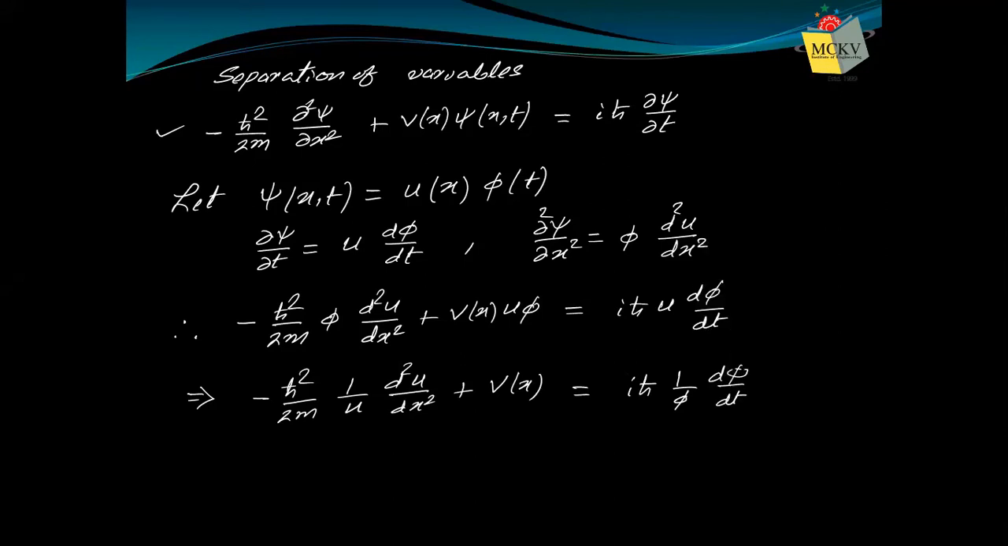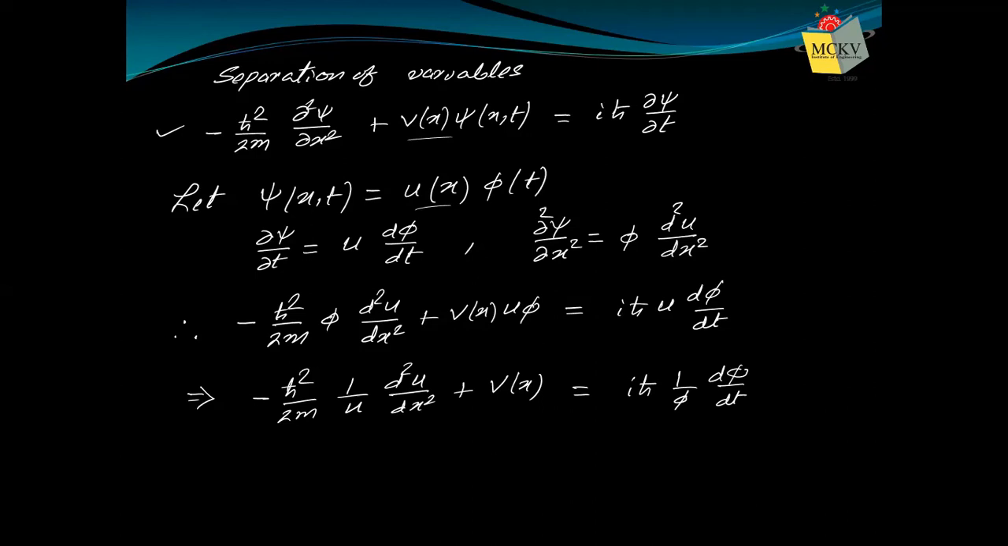What do you observe? On the left-hand side, either you have x or you have u and v. Both u and v are space-dependent quantities. V, we have defined as potential energy, is a function of x only, and u is a function of x only. So both are space-dependent quantities. So all quantities here are either x, that means space, or space-dependent quantities.